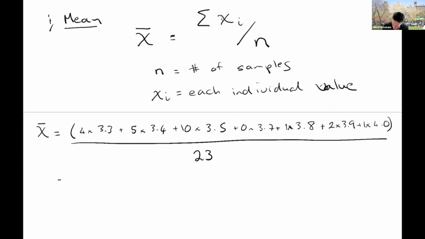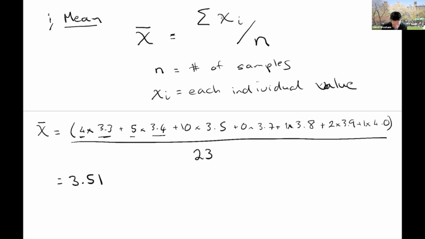So 3.5, I think, is the correct estimate of the mean. You can see here that we looked at this table and we had 4 values of 3.3, so I've just multiplied 4 times 3.3, and so on, 5 times the 3.4 value, added up over 23 values and divided by 23. Okay, so we have the mean.